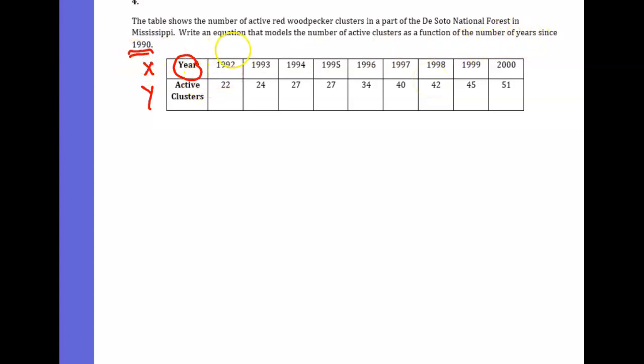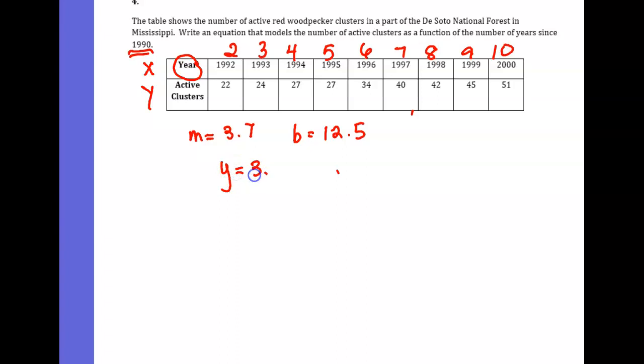So our year here is actually going to be 2, because 1992 is 2 years away from 1990. And then we put in 3, 4, 5, 6, 7, 8, 9, and 10. Put the data in like that for your input values. Once you do that, you can pause it again and try it, but your M is 3.7, your B is 12.5. So the equation would be y is equal to 3.7x plus 12.5.